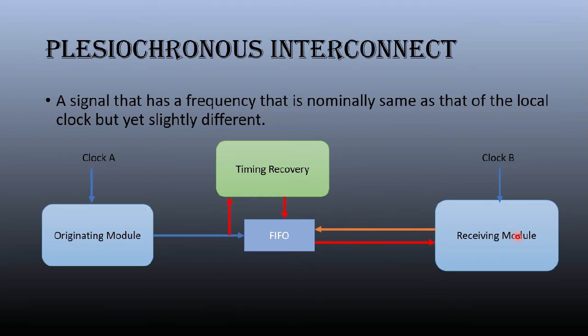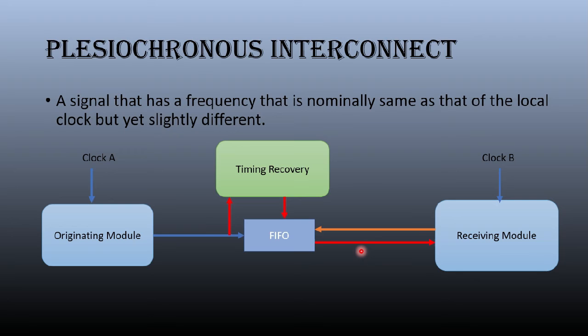And the third one is the plesiochronous interconnect. Now we are hearing about a frequency which is not the same as that of the local clock. So the frequency of the signal is nominally the same as that of the local clock, but yet a slight difference is there between the frequency of the local clock and the signal of interest, right? So you can see, this situation can emerge when we have two different crystal oscillators.